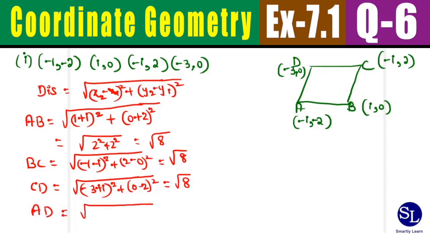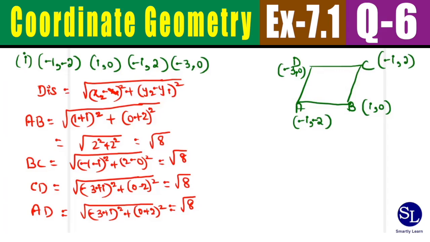Now let's calculate AD. AD is root of (-3 plus 1) the whole square plus (0 plus 2) the whole square. So another 2 square plus 2 square, root 8. Now we see that AB is equal to BC is equal to CD is equal to AD.